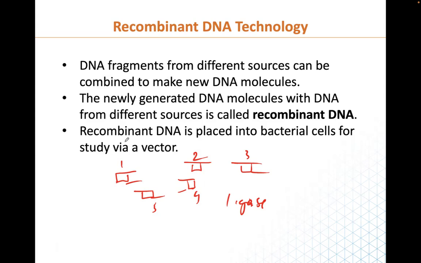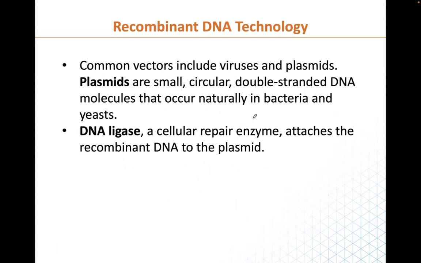Because these are all cut from different DNA molecules, when you combine them together, you call that a recombinant. As the name implies, re means again: it was whole before, it was restricted, cut, and now it's being combined again. That's what the word recombinant means. So recombinant DNA is placed into the bacterial cell for study via a vector. We're going to use a vector to carry the recombinant DNA and enter it into the bacterial cell so that we can study it properly.